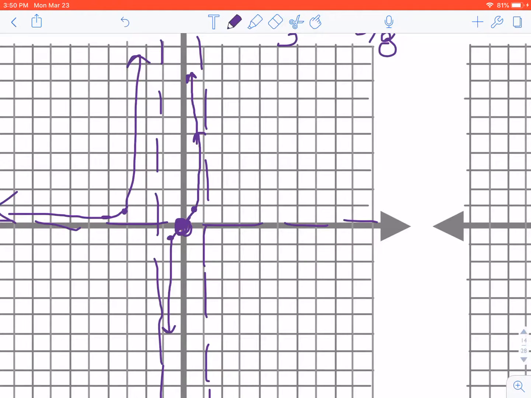And then the last two values, we have a -2/3 and a -3/8.